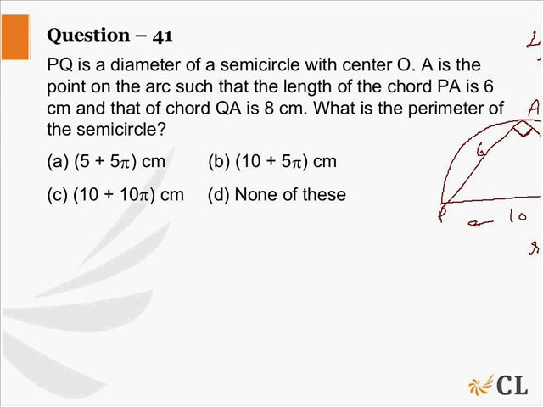Which comprises of this semicircle as well as the diameter. So my answer is nothing but 10, which is the diameter, plus half of the circumference. Total circumference is 2 pi r. Half of that is nothing but pi r. R is 5. That gives the answer as 10 plus 5 pi, which is the right answer. Not much to do about this. It's a very easy question.